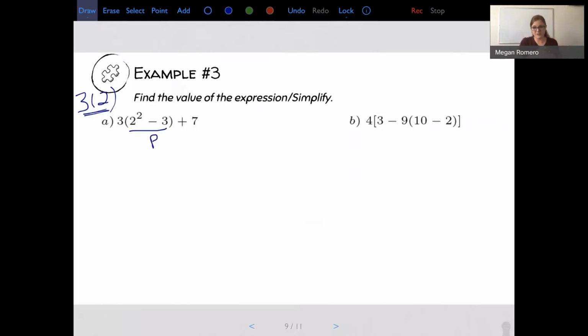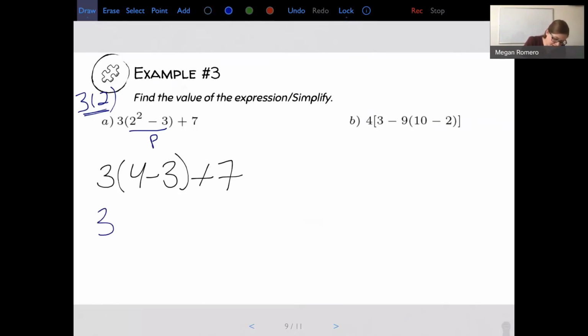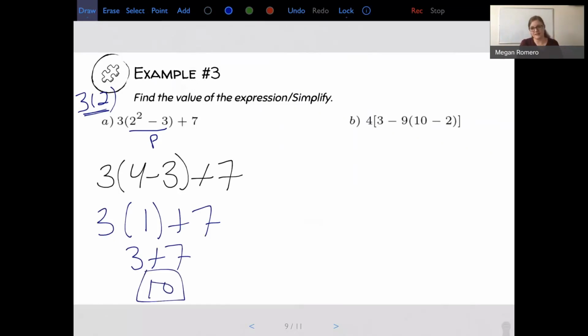Within our group, you also apply order of operations. So we do our exponent first, and we continue to evaluate that group. So we have 3. Leave the parentheses there because now this is multiplication. Plus 7, so we have 3 plus 7, which gives us a final answer of 10.